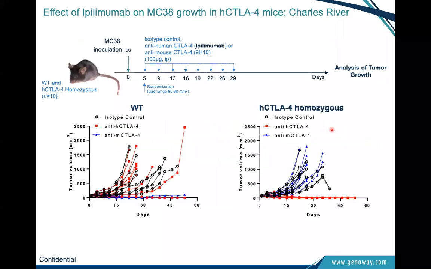Those mice were then used to run tumor growth inhibition studies. That study was run by Charles River. They provided ipilimumab over 2 weeks. And as you can see, the ipilimumab-treated mice show a total inhibition of tumor growth in the CTLA-4 humanized mice, whereas it has no similar effect on the wild-type mice.